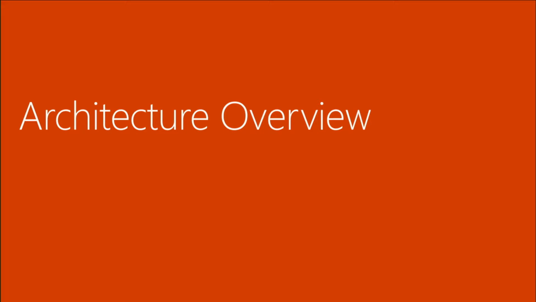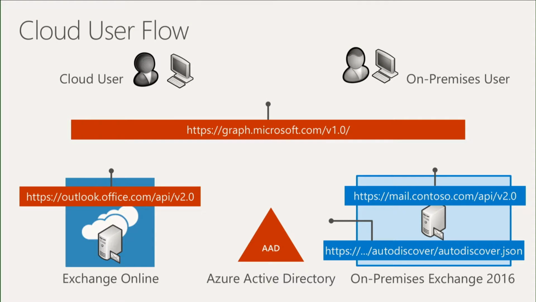So with that, I'm going to go a little deeper into the architecture. So I showed you a very simple picture of what the flow looks like. Let's dig a little deeper. In this picture, what you're seeing on the top is there's a cloud user and on-premises user that belong to the same org, and they're using some kind of web app from their PC. In the bottom, you can see on the left is the cloud Exchange deployment where there's an API endpoint.